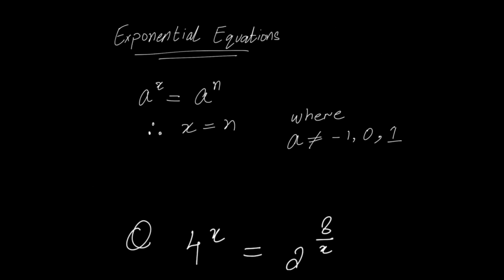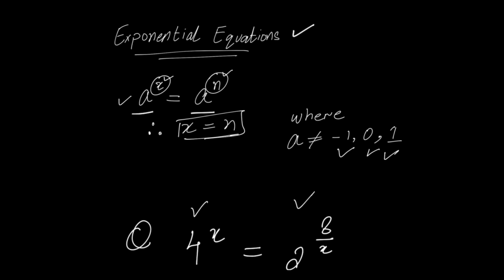Okay, so what are exponential equations? If two of the bases are the same and they have a certain power, their powers can equate to each other. So for example, I say a to the power x is equal to a to the power n, so you'll say that x is equal to n. But this does not apply for minus 1, 0 or 1. For example, in this question, we have 4 to the power x is equal to 2 to the power 8 upon x.